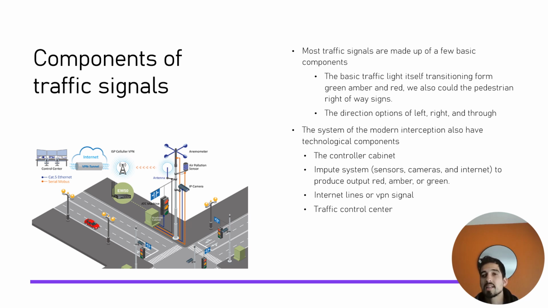The system of a modern intersection also has a lot of technological components, such as a controller cabinet, which you can find right over here under this green box, and input system sensors such as the camera, the sensors, antennas, and different components of the intersection. It also contains internet lines and a VPN to come back to our traffic control centers that you can find over here.